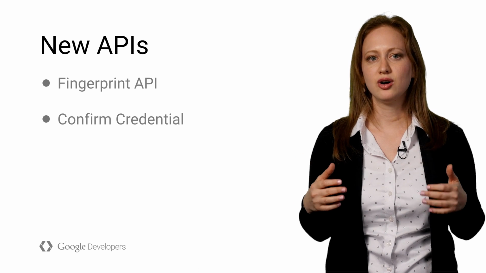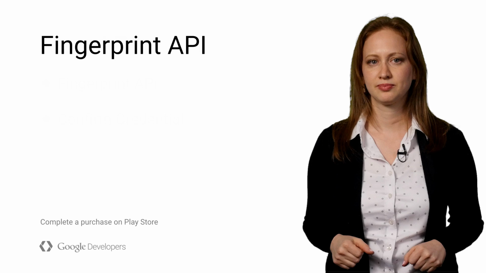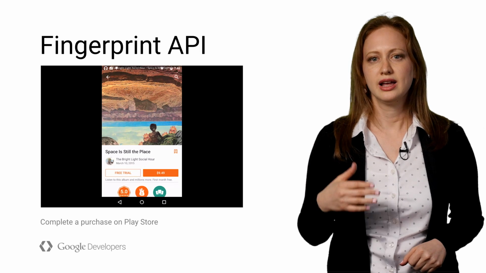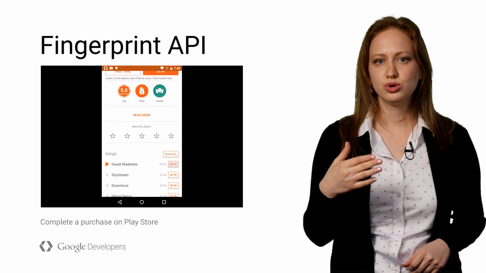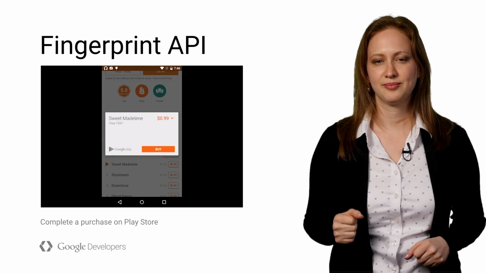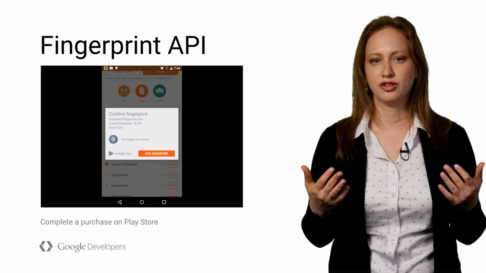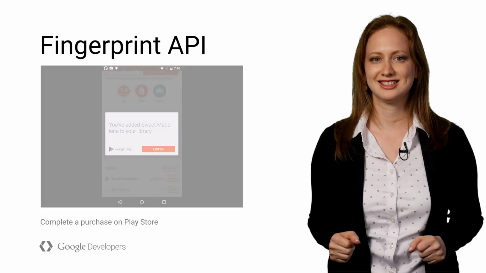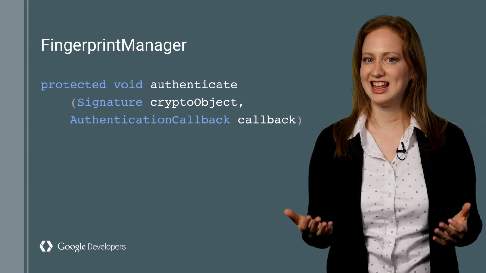These APIs will allow you to utilize your fingerprint sensor if one exists on the device. In the Google Play Store, if a user has a registered finger on her device, she can choose to use it to confirm her purchases. When she wants to buy a song, she can simply tap her finger on the sensor to complete the purchase. This is all made possible with the new Fingerprint Manager class.